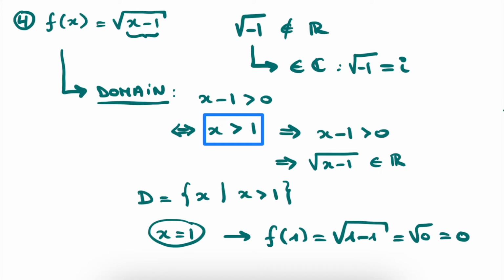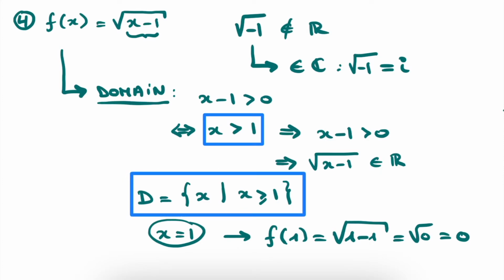This of course means that x is equal to 1 is exactly at the boundary, but it is still included in our domain. Therefore, we adapt our domain such that x is larger or equal to 1. And at this point, this is indeed the right domain for this specific function.